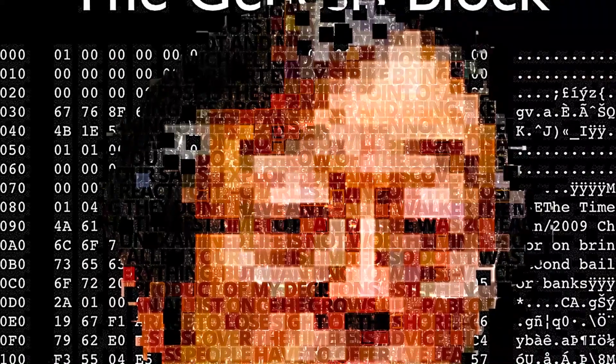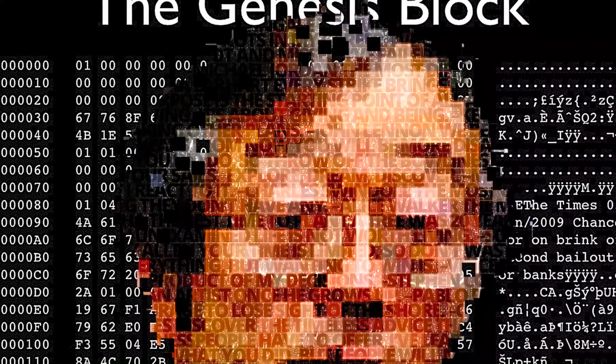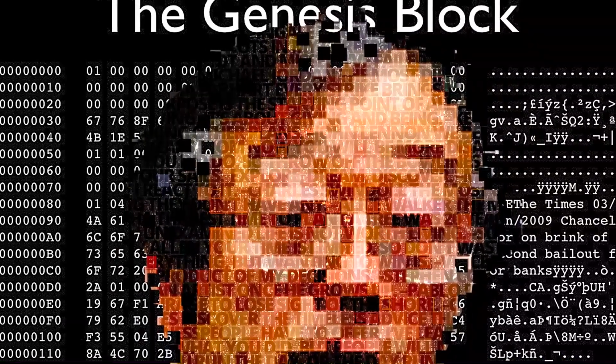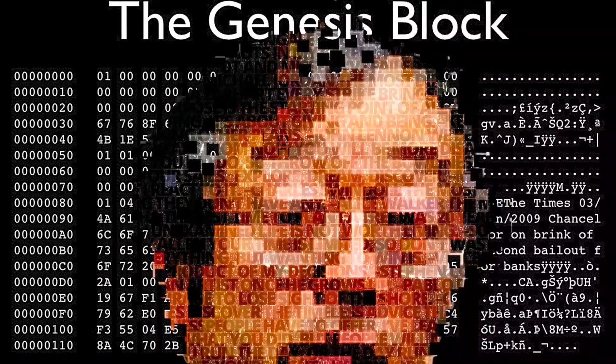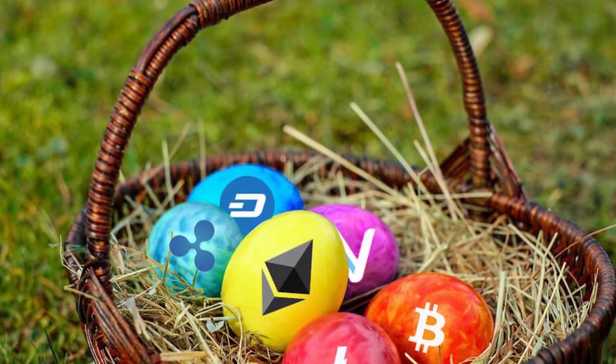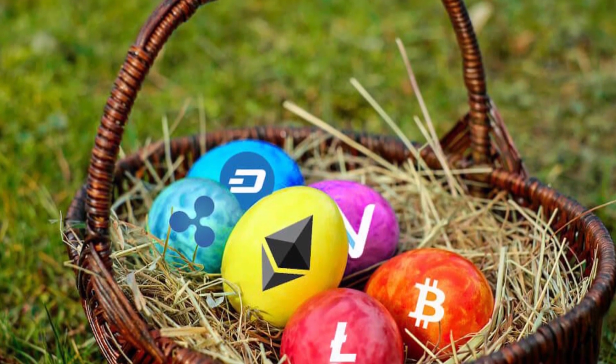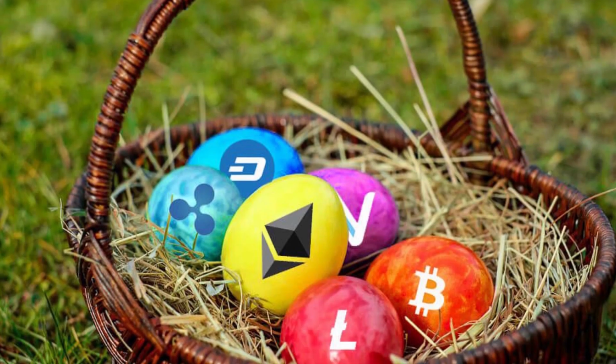Bitcoin Genesis block. This is the name of the first Bitcoin block ever mined in 2009. The Genesis block forms the foundation of the Bitcoin trading system and is the prototype for all other blocks in the Bitcoin chain. The Times Easter egg. I couldn't really find much about this, but I believe it's an Easter egg that some company left on their website, in which a person found it and was rewarded in a certain amount of crypto.